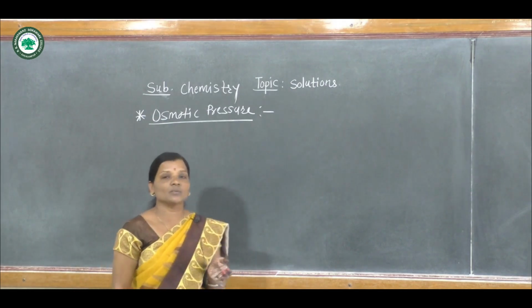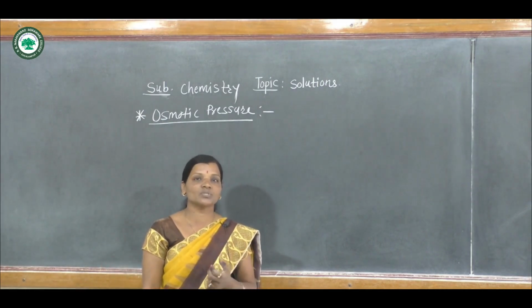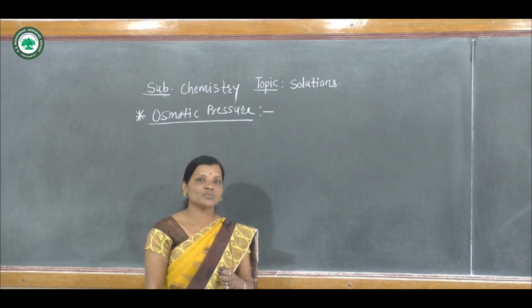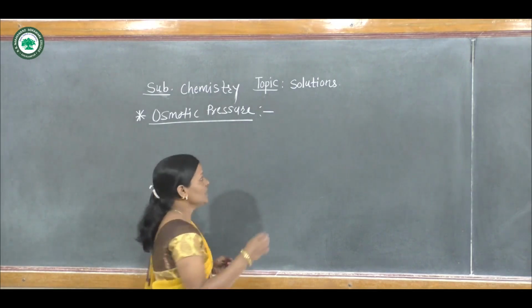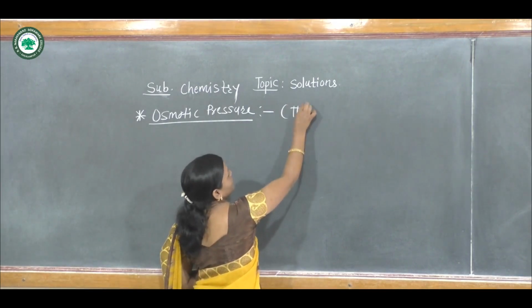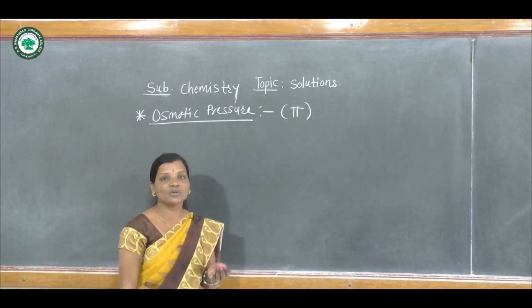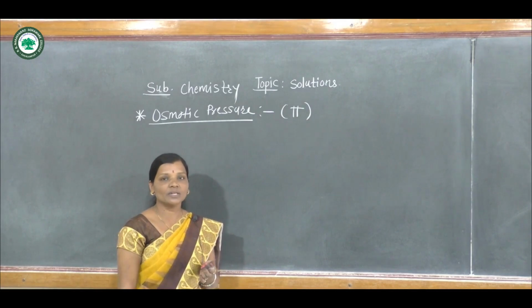Osmotic pressure means the hydrostatic pressure that stops osmosis, and it is denoted by the symbol pi. Hydrostatic pressure which stops osmosis is called osmotic pressure.